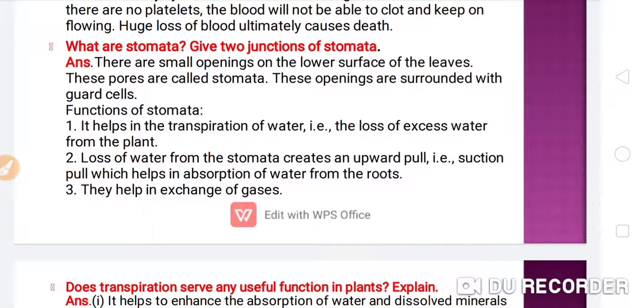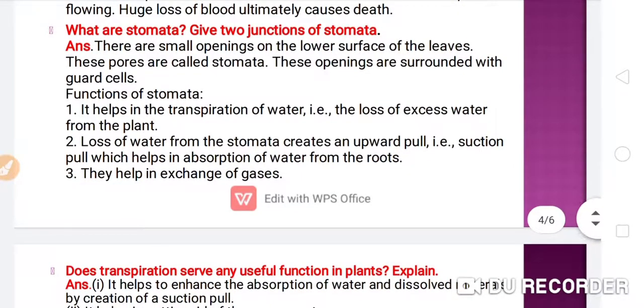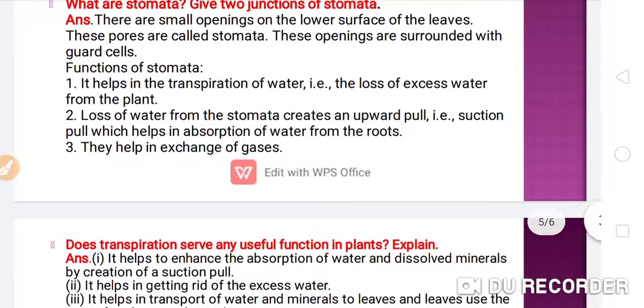Give two functions. This is not a junctions, sorry, this is a typing mistake. This is the functions of the stomata. So there are the small openings on the lower surface of the leaves. These pores are called the stomata. These openings are surrounded with guard cells.